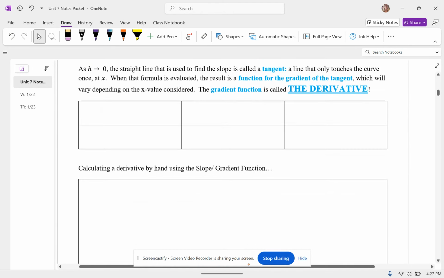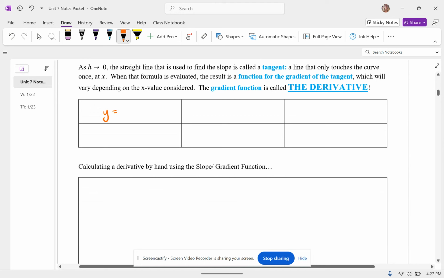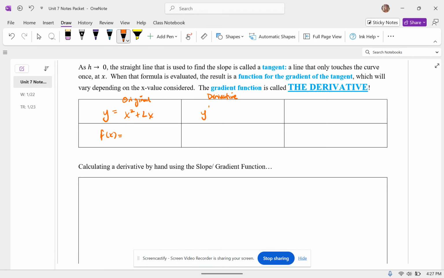Okay, here's just some notation that you might see for the derivative. So let's say the original function looks like this. The derivative would look something like this. So let's say I have y equals x squared plus 2x. The derivative notation would look like y prime equals 2x plus 2.